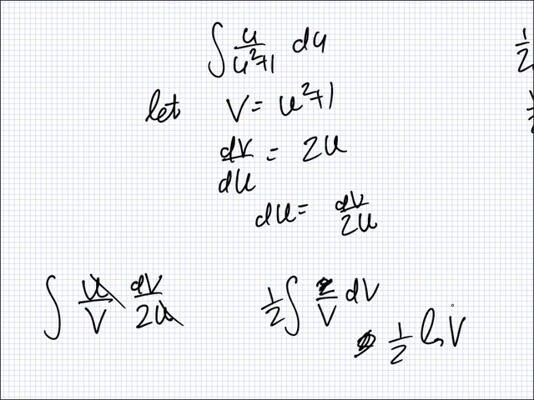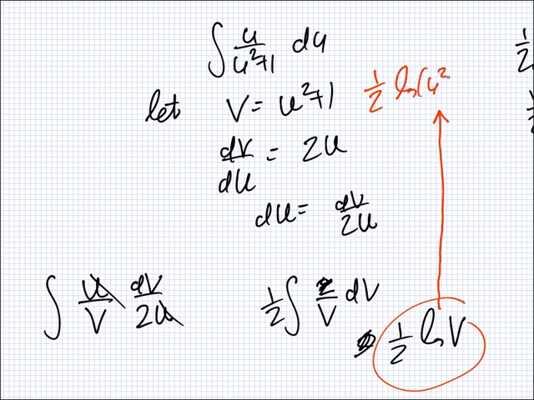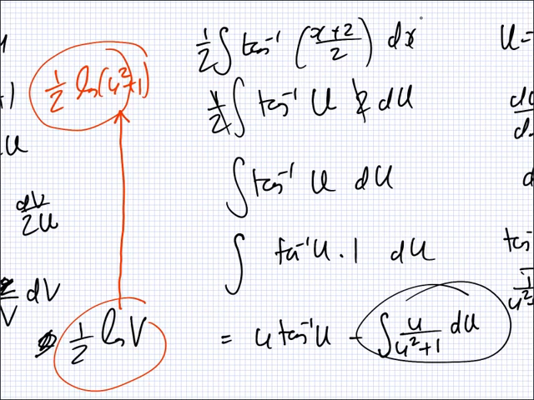Have you seen that movie Inception? Where they're in the 3rd level, and then you have to start snapping back up a level. So we have here a half log v. We wake up from this dream, go up to the next dream. That's a half log u squared plus 1. Then we wake up from that dream, and yes.